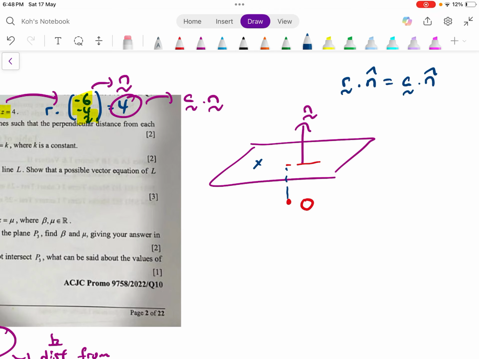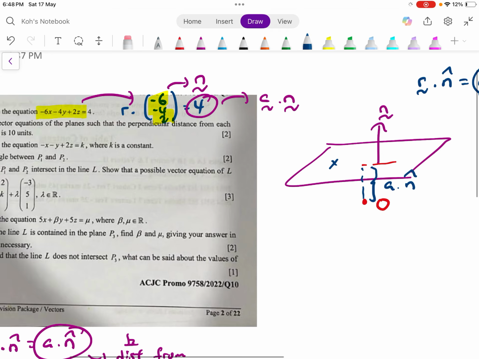So of course the n hat is the unit vector, the normal vector in terms of the unit vector. Then after that, a dot n hat is actually a number because it's a dot product. So this value right here is actually the distance from the origin to the plane, the perpendicular distance from the origin to the plane. So this itself is a dot n hat. Okay, so let's try this question.